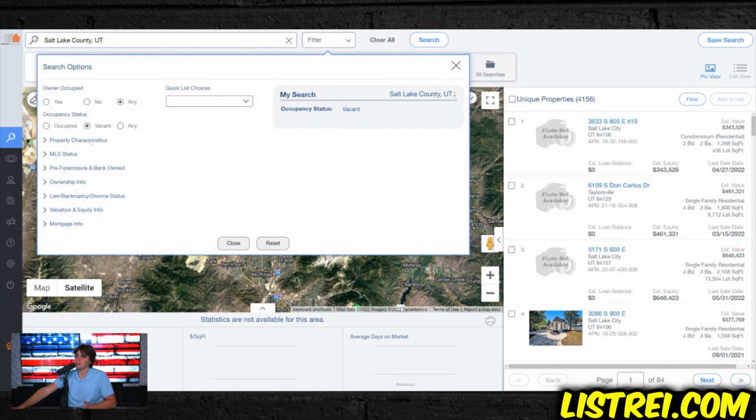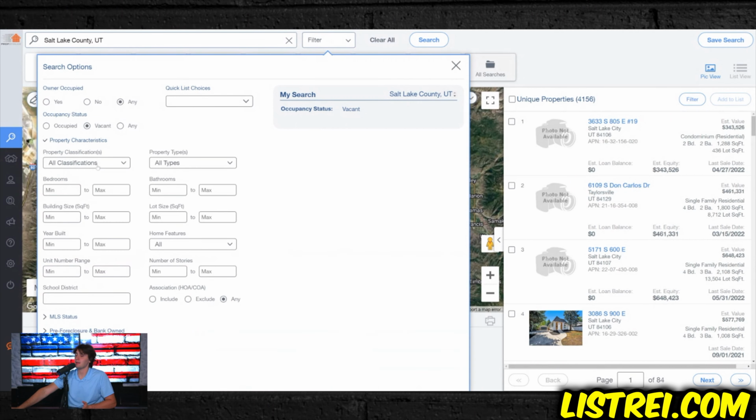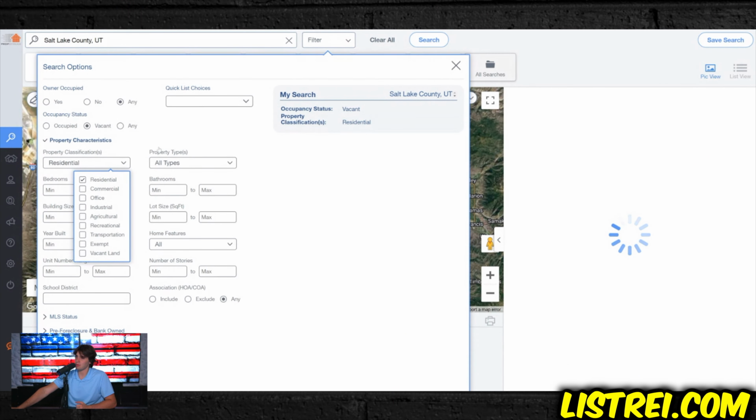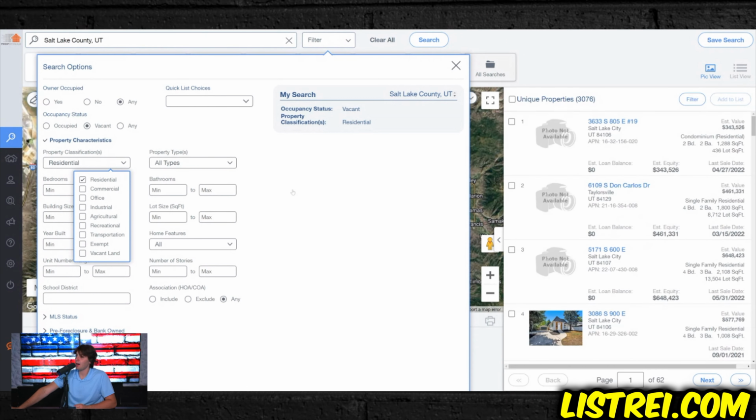Now, just one little caveat I can tell you: I don't want to do any of the commercial vacants or anything like that. So I'm just going to do residential. I'll keep my duplexes and all the multifamily that we can still wholesale. So we're going to keep that there. Now we've got 3,000. That means there's 1,000 industrial, agricultural, transportation, vacant land, office spaces. Guys, we want to be wholesaling houses, wholesaling real estate. So that's what we're going to do here.